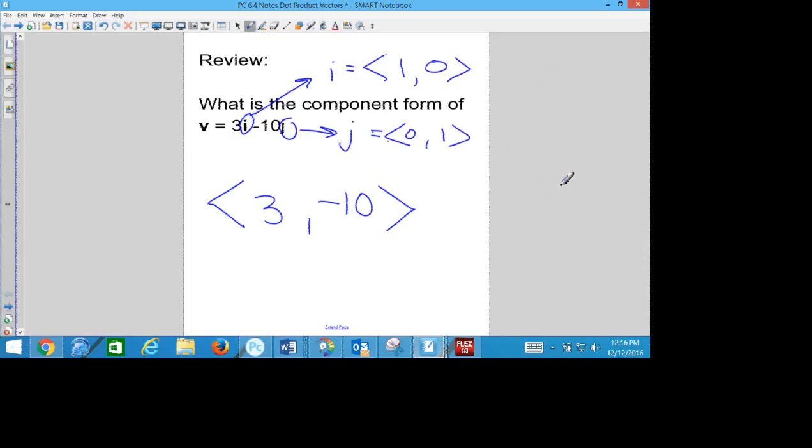Okay, but the component form of the vector that does a scalar of 3 times I minus 10 times J is this. In your homework, you're going to be using formulas that have to do with the component form. So you can't do the questions with 3I minus 10J. You have to use the component form.